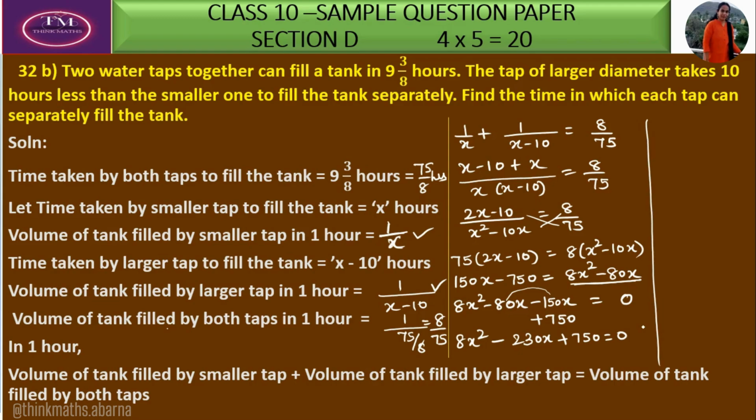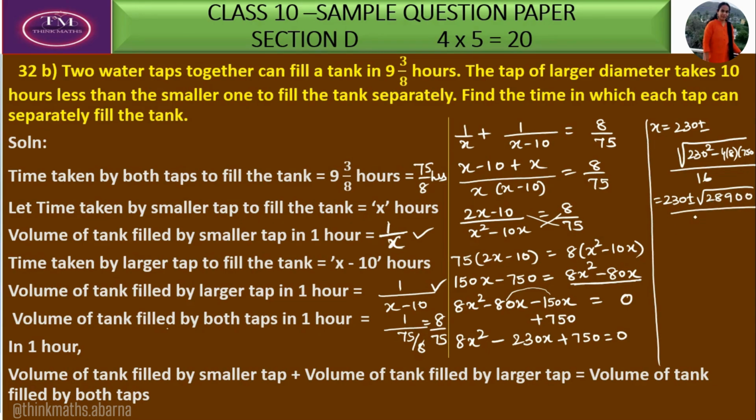Now this is a quadratic equation in x. We have to solve this quadratic equation. You can follow any method. You can factorize, or use the quadratic formula to find the answer. I am going to use the quadratic formula. So x is equal to minus b plus or minus square root of b square minus 4ac, divided by 2a. So it is 230 plus or minus the square root of 230 square minus 4 into 8 into 750, divided by 2 into 8, which is 16. If you calculate this value, it is 28900.